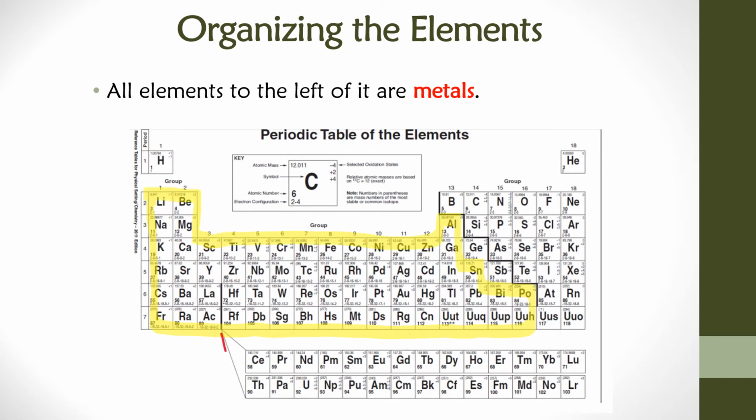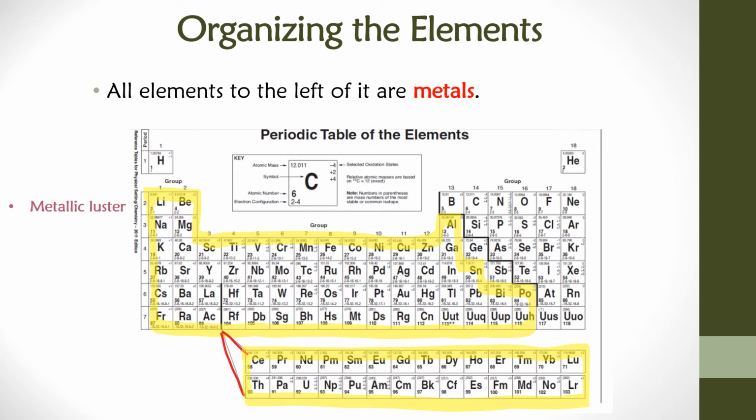And then if you see these two lines at the bottom, this group of elements is supposed to be a part of those metals, but because that would just make the periodic table way too long, that's why they're just placed at the bottom. But these are also considered the metals.